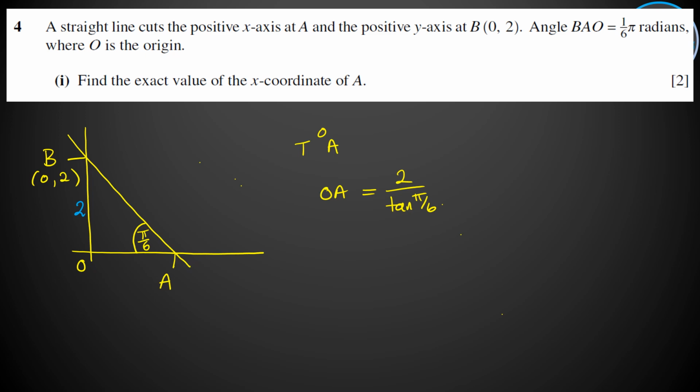Now tan of pi by 6 is one of your special values, and we've been told specifically to give an exact value from the question, so do not go decimals at this point. You have to do 2 divided by, and tan of pi by 6 is 1 over root 3. So OA equals 2 root 3. So the x-coordinate of A would be 2 root 3.